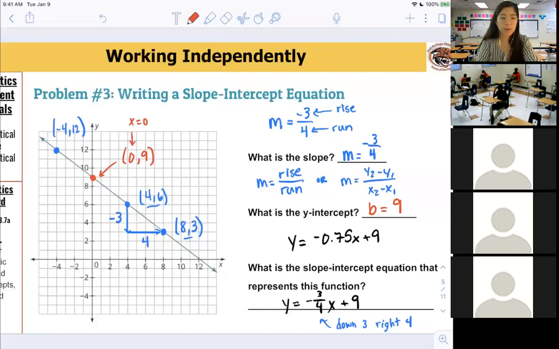Now, somebody asked a question, which was, why do I use a fraction instead of a decimal? And the answer to that question is that fractions are better because they tell us the rise and the run. So that -3/4 tells me the direction of the slope. But can anyone tell me when might you use a decimal instead?